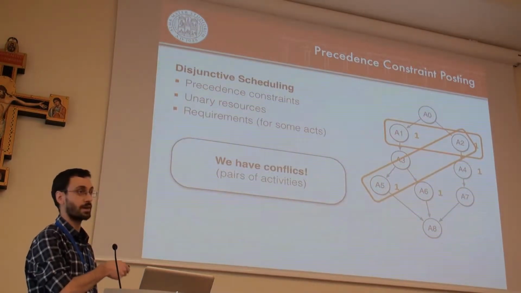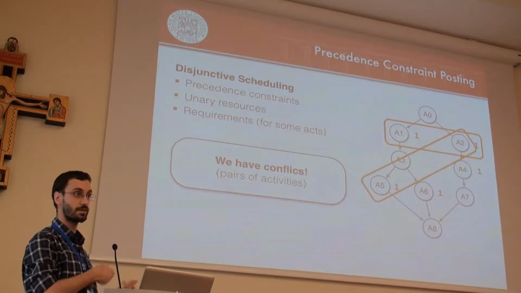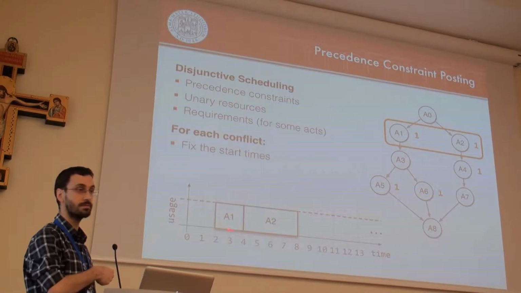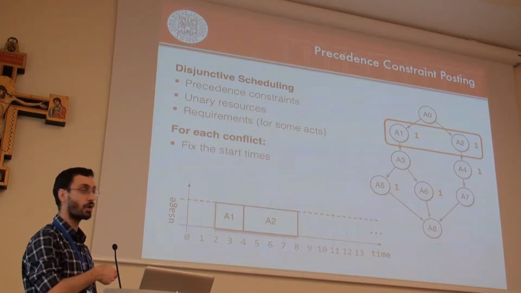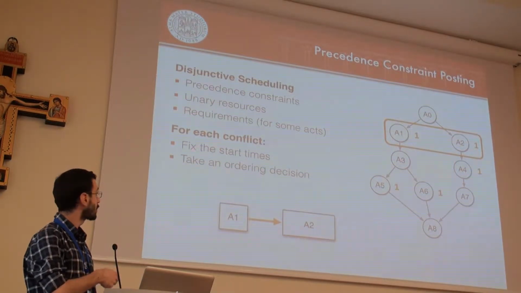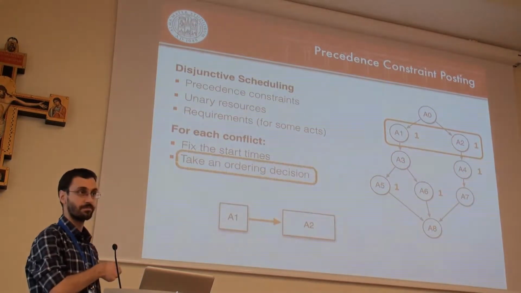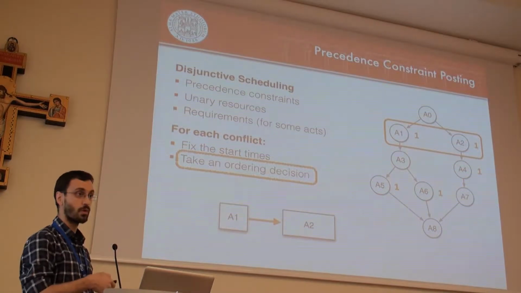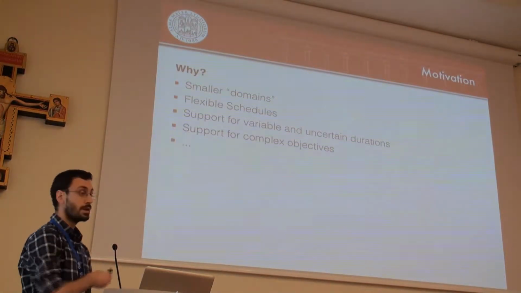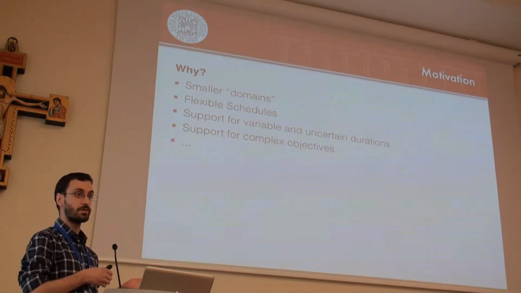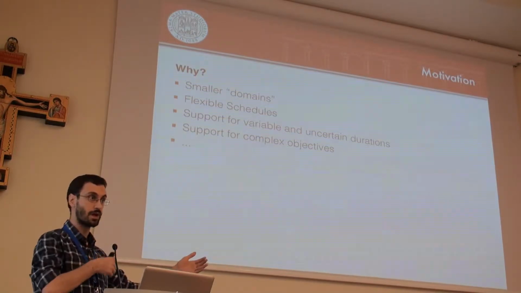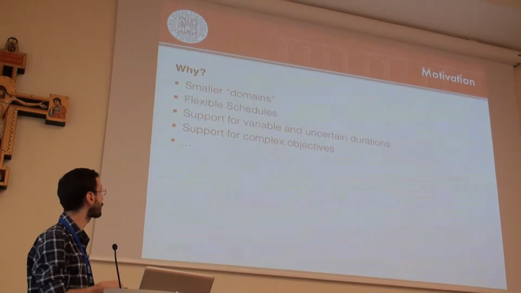For each of those pairs, in order to build a solution, we have to take some decisions. We can either fix their start times, and we do like this, or we can take an ordering decision and just add a precedence constraint. So I'm interested in this second case. There are some reasons why one would be willing to do this. For example, if you do this, you get smaller domains. You just reason on ordering decisions, which are basically Boolean variables instead of a bigger one. So this is good for some search heuristics, for example.